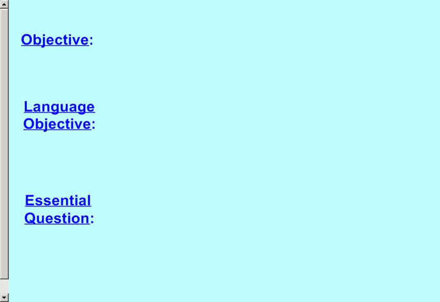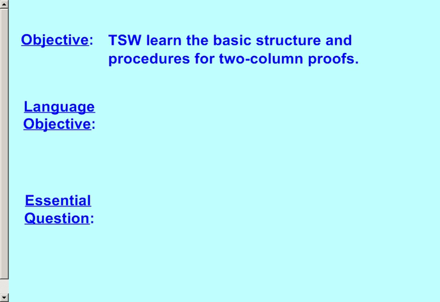and let's have a look at the objectives. Our objective for today is to learn the basic structure and procedures for two-column proofs. We're just going to get some of the information in place, and then we'll look at some examples together in class. These problems are fairly lengthy to explain, so it will take us a couple of days in class to kind of walk through some stuff together before we're ready to really look at any of it on our own.